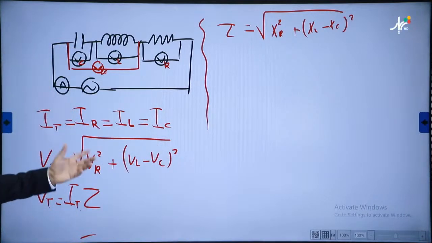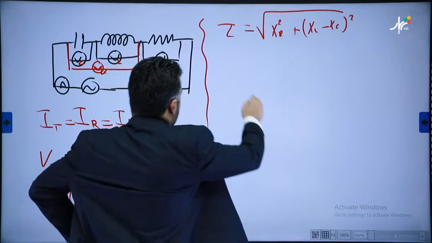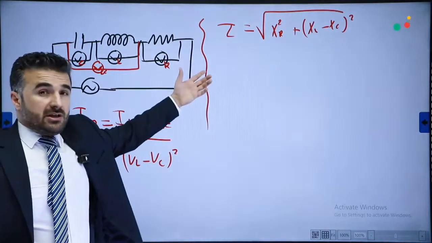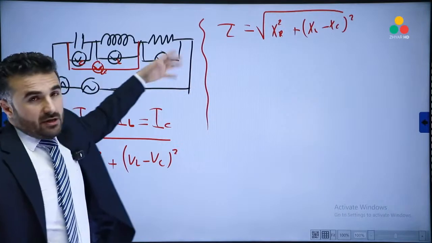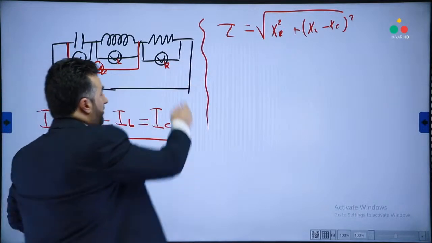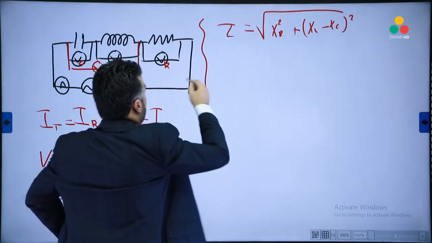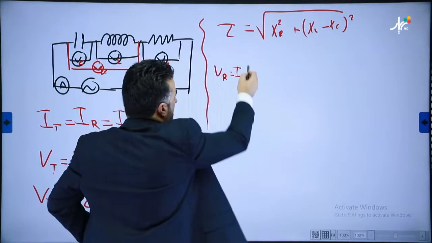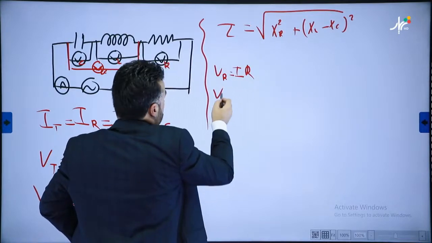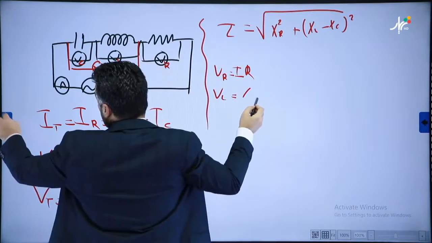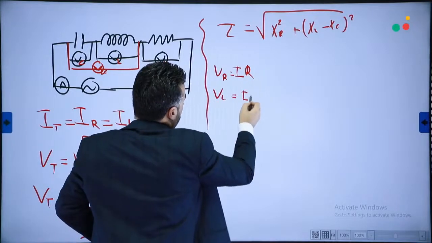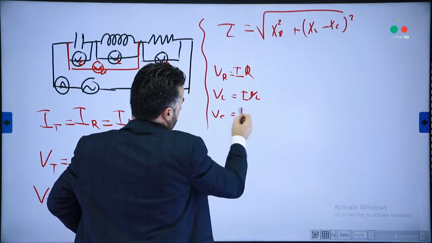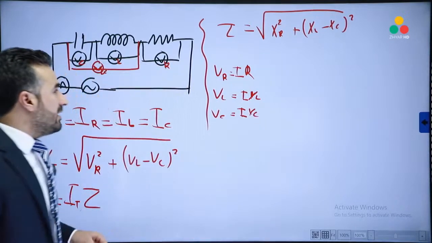So don't forget this. If I want to find the voltages across each component, we're going to use the equations that we've learned before. If I want to find the voltage over the resistor, VR equals the current, because the current is the same everywhere, times the resistance. For VL, that is the current multiplied by XL. And if I want to find VC, that is the current times XC as well.